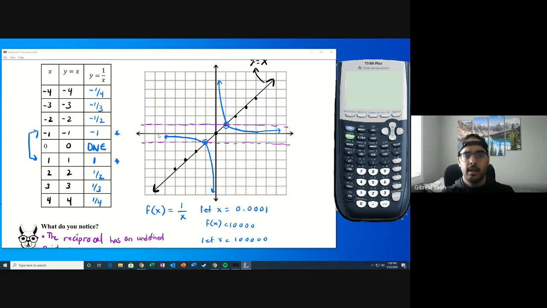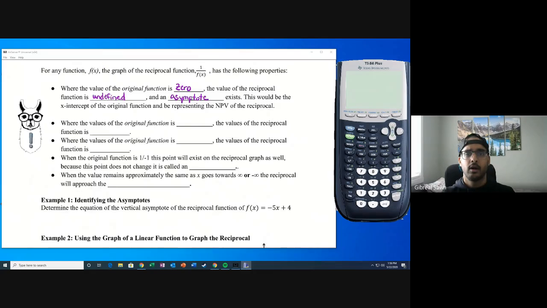Now you can see here that there's also another horizontal line which it can't cross, the x-axis. So I could potentially have horizontal asymptotes as well as vertical asymptotes, and we'll come up with a way to find them and distinguish between the two. So I could have an asymptote. All this means is my reciprocal function will not cross that line. It's bound to be on the other sides of it. So this would be the x-intercept of the original function, and it represents the non-permissible value of the reciprocal. Those values will change depending on the original function, or the reciprocal if you're working backwards.